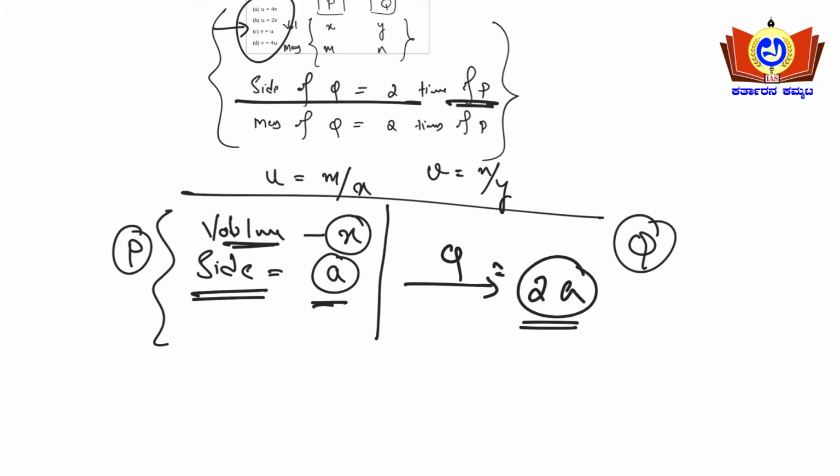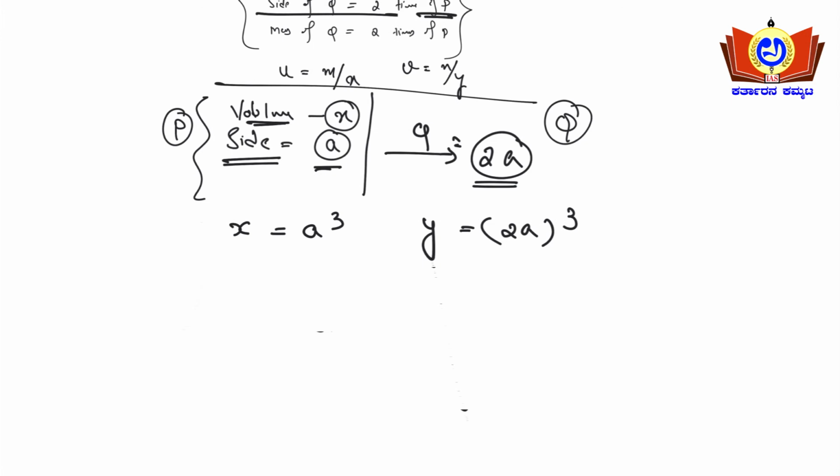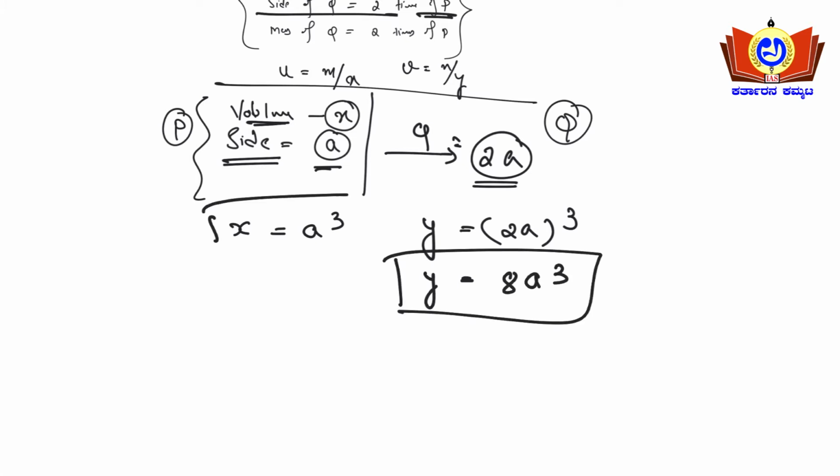So the volume will be X. We know the formula for volume is side cube, so X will be equal to a cube. Similarly, the volume shall be Y, and Y will be equal to (2a) cube according to the formula. Yes or no? X will be a cube and Y will be (2a) cube, so 2 into 2 into 2, 2 twos are 4, 4 twos are 8. So 8a cube will be the volume of Q.